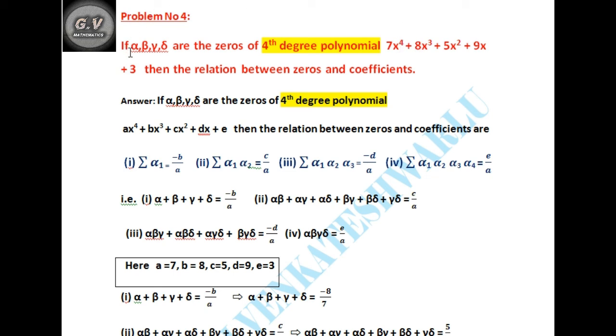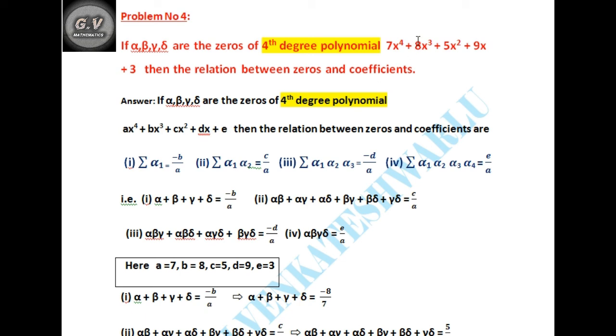Those are taken as alpha, beta, gamma and delta. Alpha, beta, gamma, delta are the 4 zeros. Next, what about the coefficients? The standard form of a biquadratic polynomial is ax to the power of 4 plus bx cube plus cx square plus dx plus e. It is the standard form of a fourth degree polynomial.